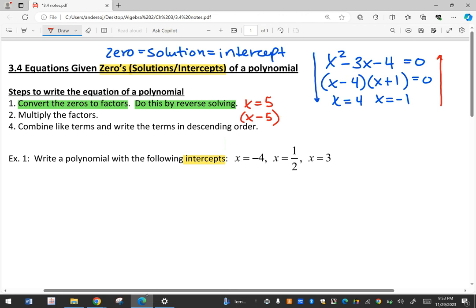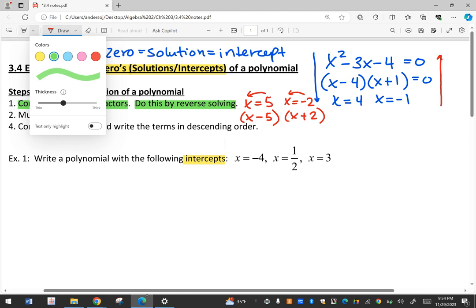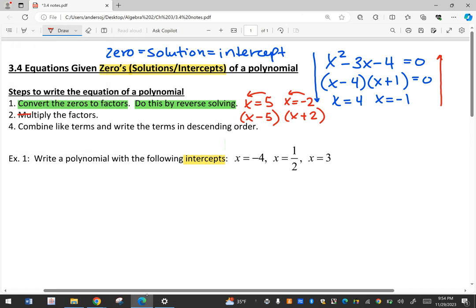Let me show you another one. If I give you x equals negative 2, and I reverse that process, I would have x plus 2. Essentially, what I'm doing again is bringing that number back across the equal sign. The second step in this process is multiplying the two factors together.